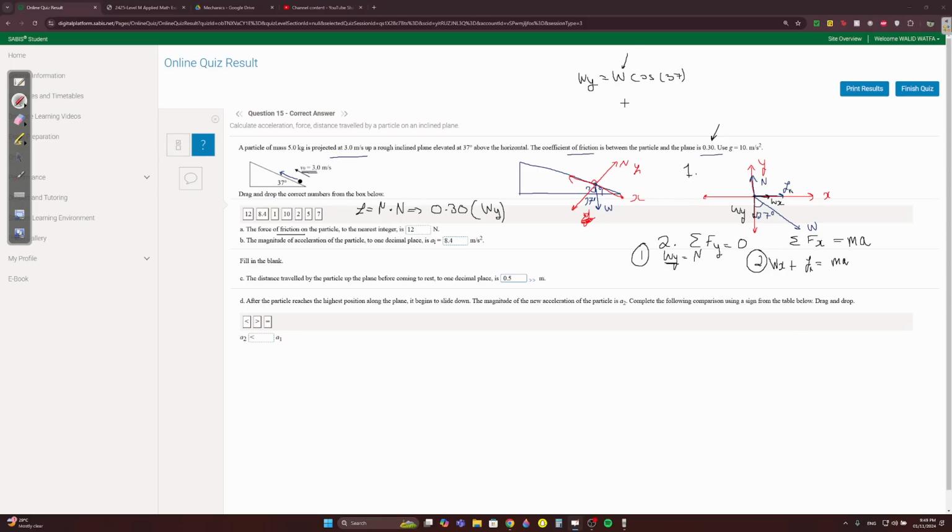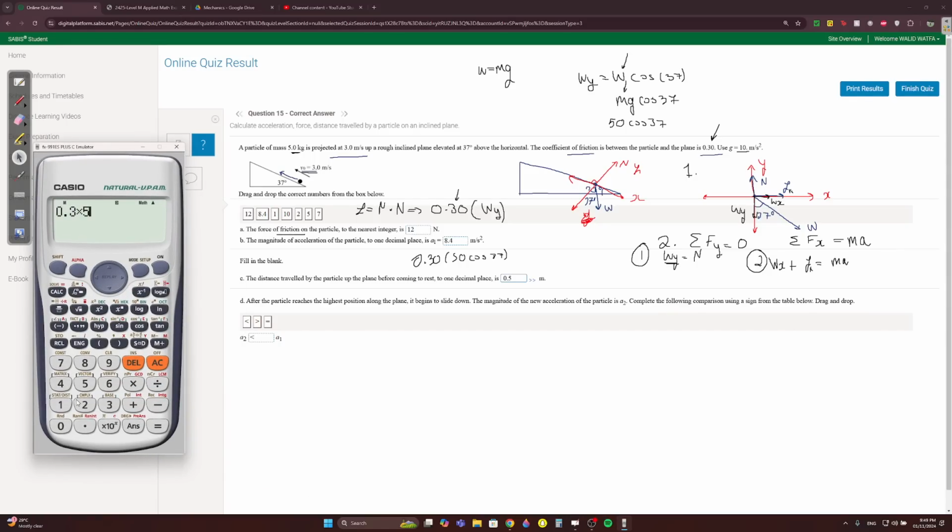And what is W? W is equal to mg. So we're going to substitute with mg cosine 37. And what's mg? 5 times 10. So 50 cosine 37. So you're going to replace this with 0.3 times 50 cosine 37. And you're going to get 11.9, I think.